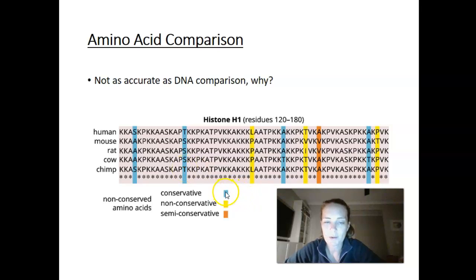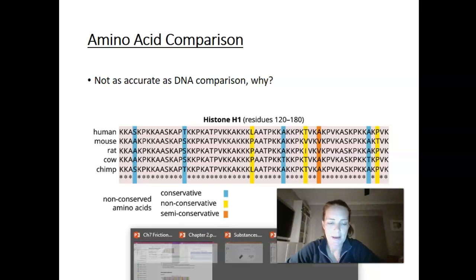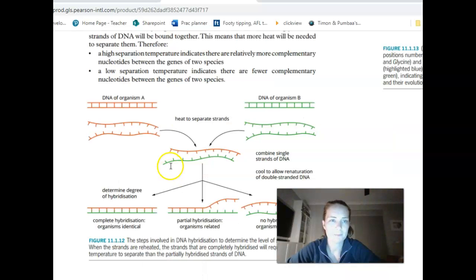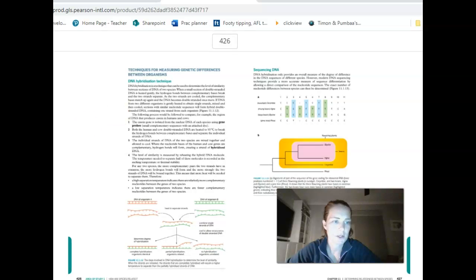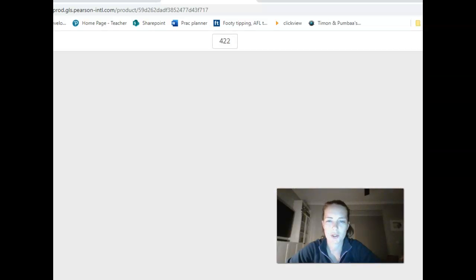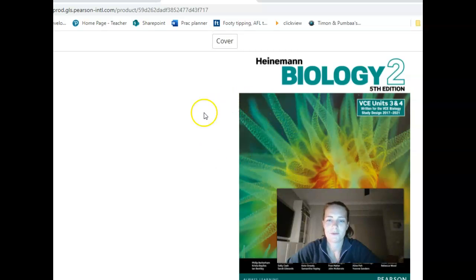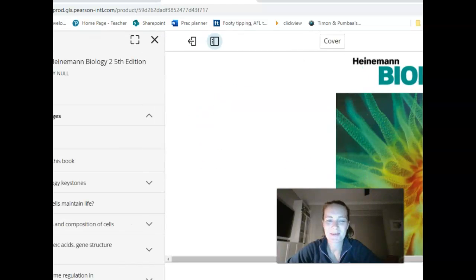But we've got this color coordination going on here just to explain that the differences, or the mutations, are ranked as conservative, non-conservative, and semi-conservative. To understand what they mean, you've got to remember something about amino acid structure. So again, I'll just come back to your textbook and show you a diagram that demonstrates this. Ooh, all the way back to the start of your textbook. Bear with me while I find it.